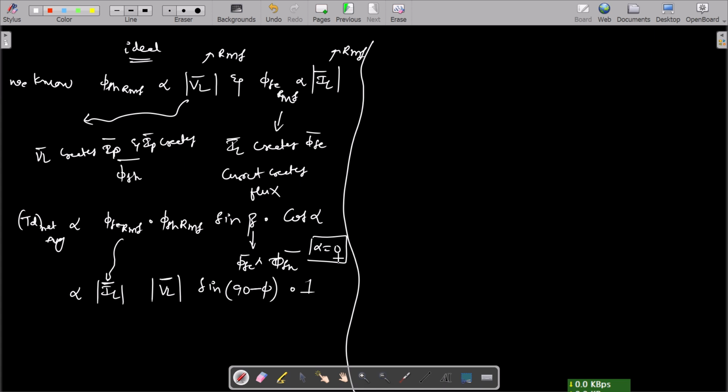Because 0 means that the eddy current paths are resistive.